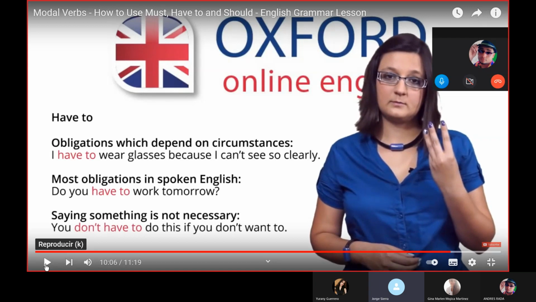And these are the main three uses of have to. Obligation, which depend on circumstances. Obligaciones, las cuales dependen de las circunstancias o de la situación que se presente. La mayoría de las obligaciones en inglés hablado. Y para decir que algo no es necesario. For example, you don't have to do this if you don't want to.